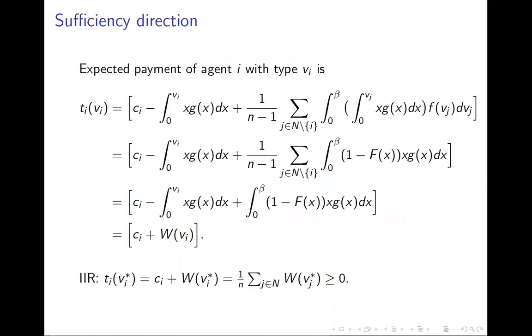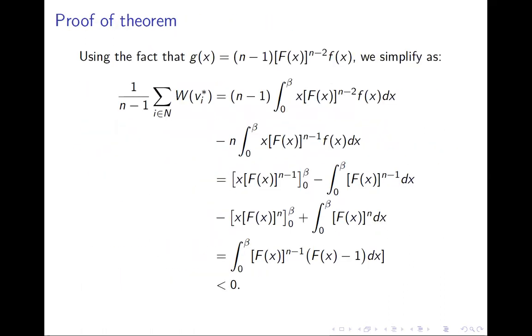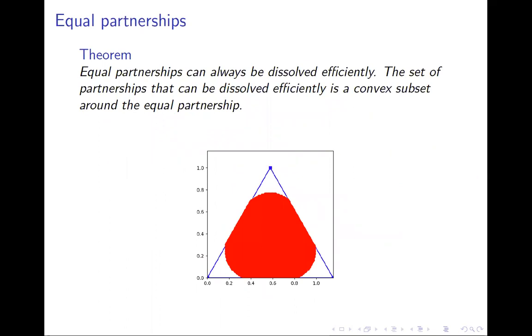Okay, so last time where we were, we basically finished this Cramton-Gibbons-Klemperer main result, which said that equal partnerships can always be dissolved efficiently, and the set of partnerships that can be dissolved efficiently is a convex subset around the equal partnership. So for the uniform distribution, when values are drawn using a uniform distribution with support 0, 1, the set of partnerships that can be dissolved for 3 agents looks something like this in the figure. So the equal partnership is at the centroid of the simplex, and all the red areas are the partnerships that can be dissolved.